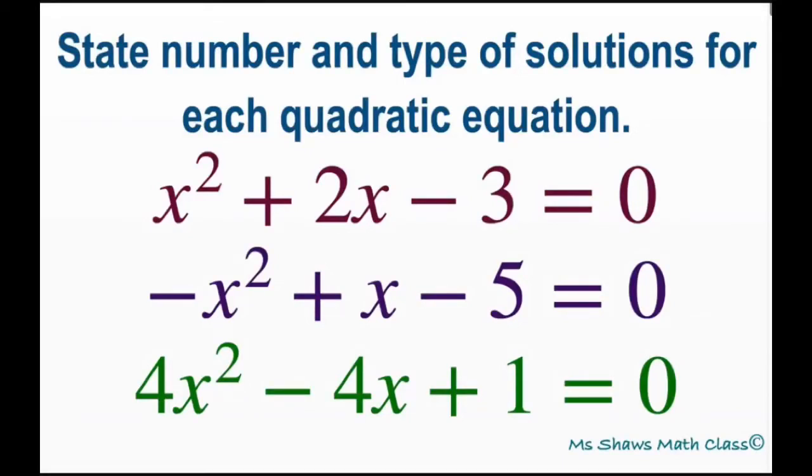Hi everyone, we're going to state the number and type of solutions for each quadratic equation. So we have 3 examples here, and we're going to use the discriminant, where our discriminant equals b squared minus 4ac. This one right here is just the shortcut when you're doing other problems. Alright, so basically let's look at the first one.